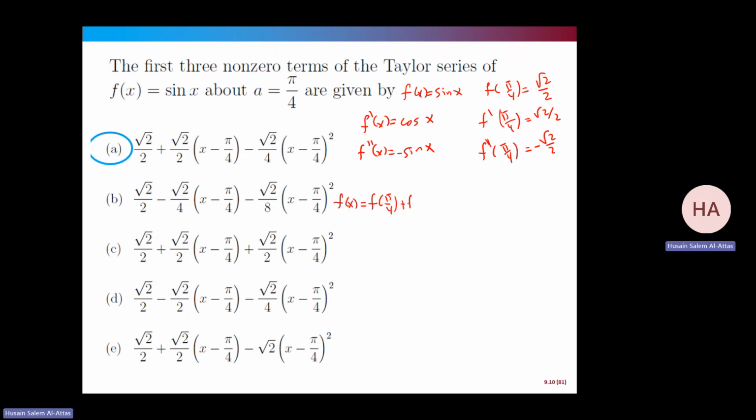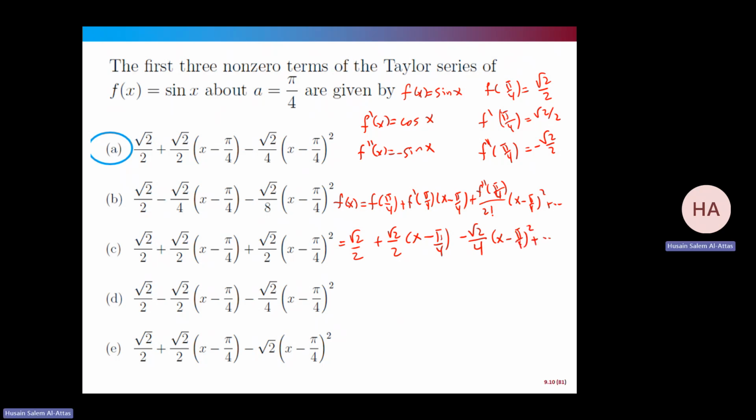F of pi over 4 plus f prime of pi over 4 times x minus pi over 4, plus f double prime of pi over 4, don't forget, over 2 factorial, times x minus pi over 4 squared, plus the rest. What is f of pi over 4? Square root 2 over 2. F prime, same. F double prime will be minus square root of 2 over 2, over 2. That will be over 4.